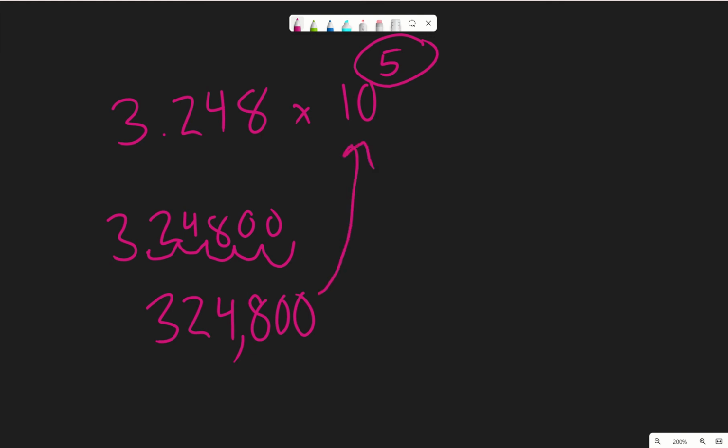This would be my number. This is the number in scientific notation. This is the number in standard form. Scientific notation and standard form.